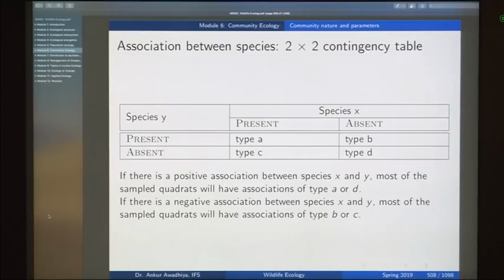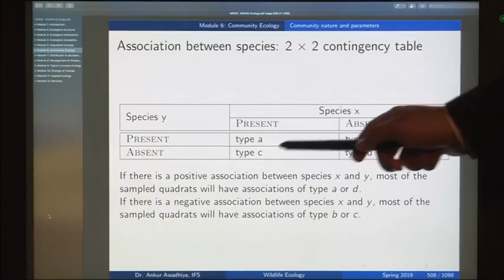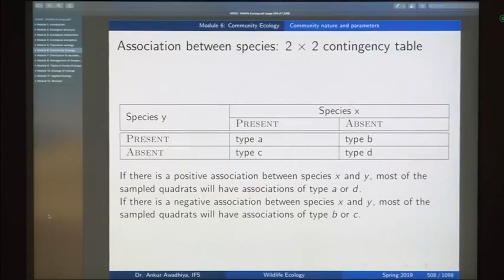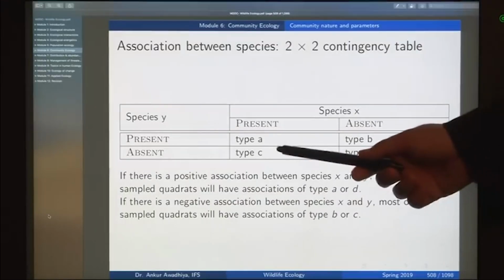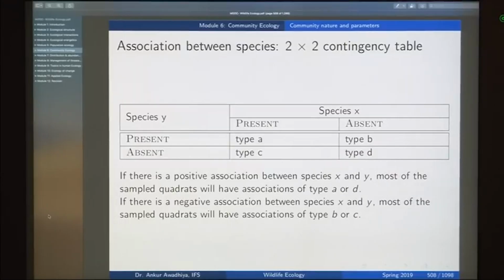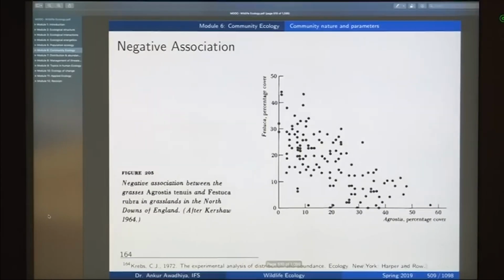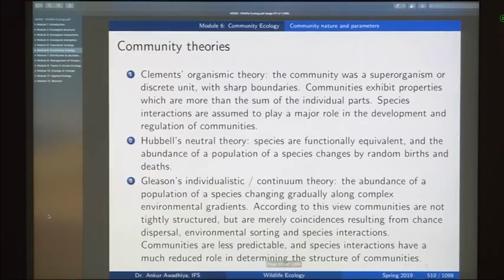Now, if you look at the association between two species, we can make this contingency table, and if we have situations that in most of the quadrats you have two species either present together or absent together, then we will say that both of these species are positively correlated. But if you have situations in which one species is present, the other is absent, or the second one is present and the first one is absent, in that case we will say that these two species are having a negative association. So, this is an example of negative association.